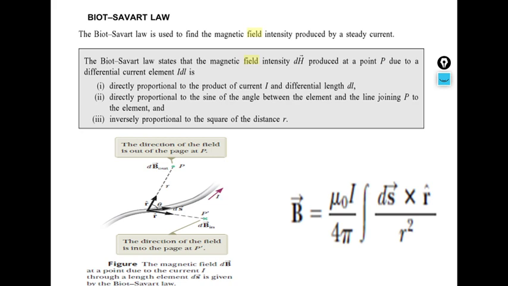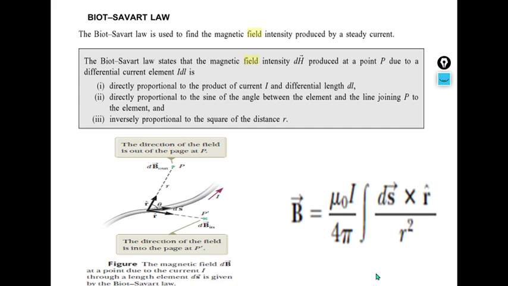If the current direction is towards my eye, then the magnetic flux direction will be anti-clockwise, and if the current direction is towards your laptop or phone, then the magnetic field direction is clockwise, right? So now, due to this current the magnetic field is produced. If I want to find out the field strength of this magnetic field at any point P, then we can apply Biot-Savart's law, and this is the equation for Biot-Savart's law.